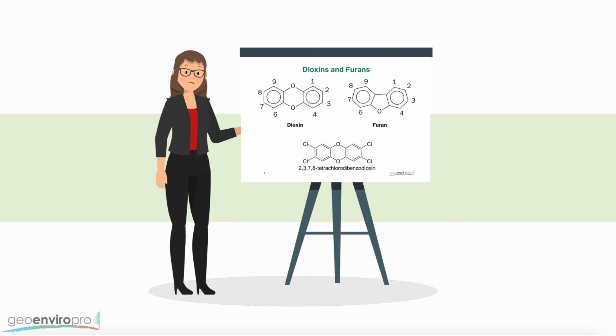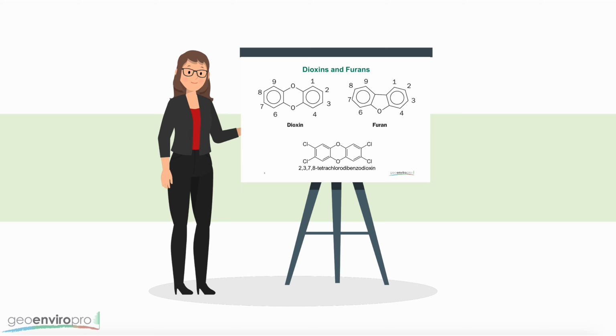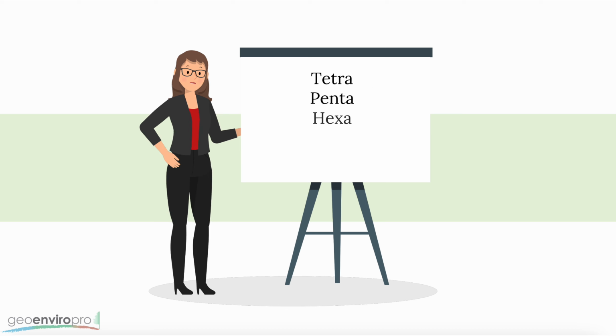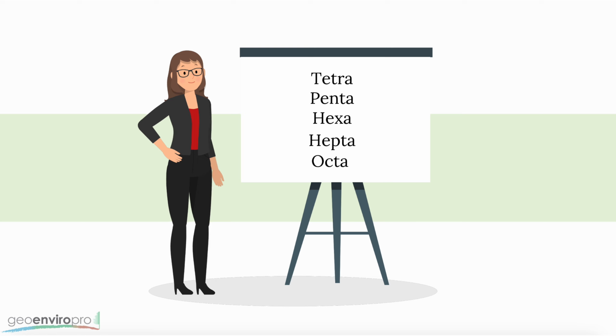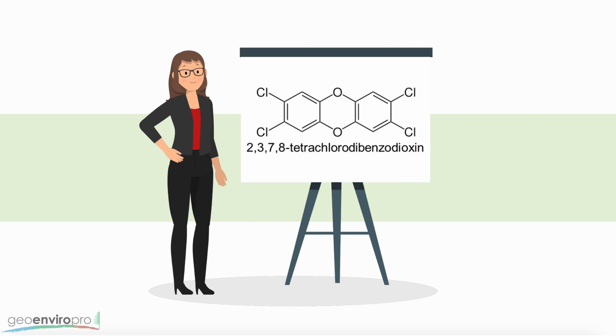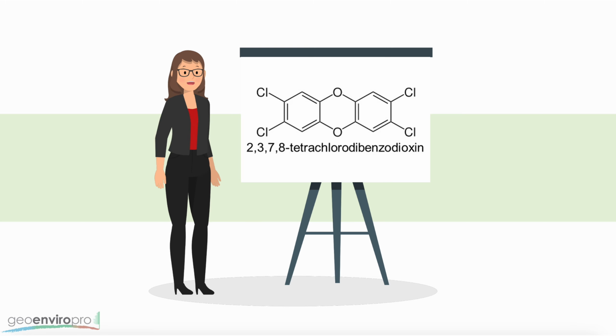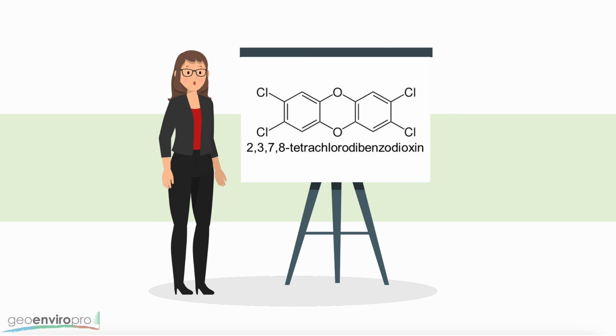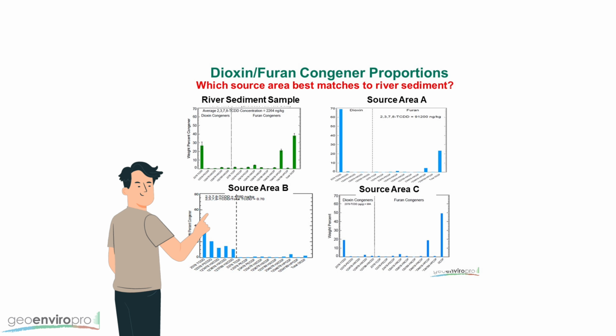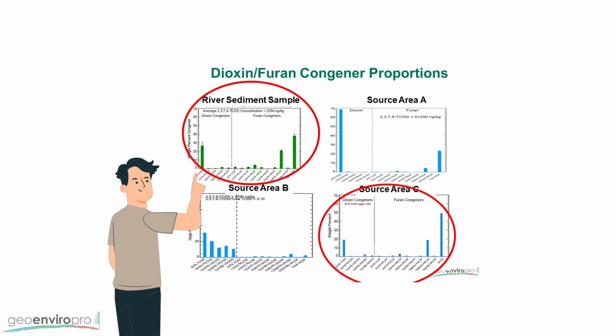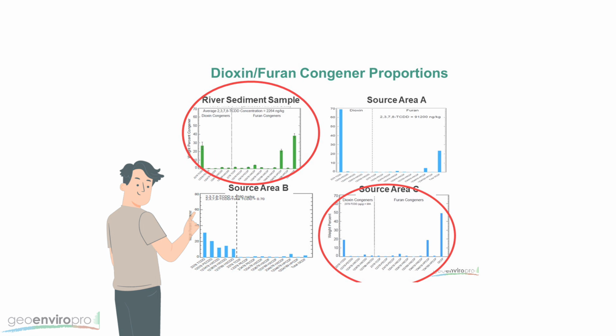When studying dioxins and furans, we categorize the congeners into tetra, penta, hexa, hepta, and octa forms. The most toxic form has 4 chlorines and is better known as 2,3,7,8 tetrachlorodibenzodioxin. By comparing the patterns of congener proportions in samples to known sources, we can determine potential contamination origins.